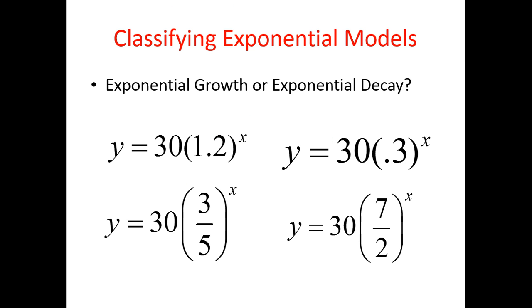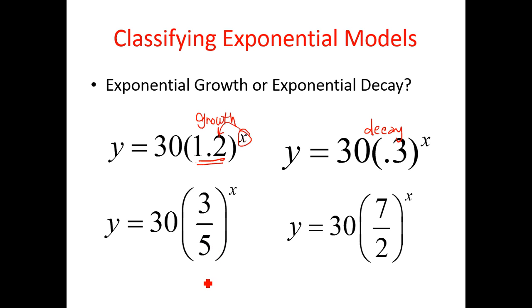Now if I had you classify exponential models, and I just gave you these equations, I would expect that you would be able to tell me if we're talking about growth or decay. So you always look at what has the exponent of an x on it. So that's this guy right here. Is that greater than 1 or less than 1? It's greater than 1, so this one's growth. Okay, 0.3. Well, that's less than 1, so this would be decay.